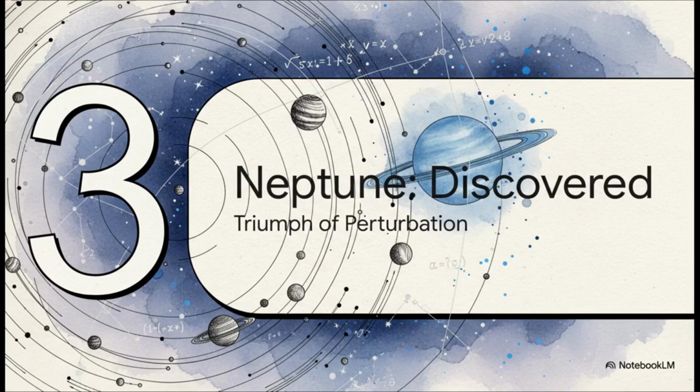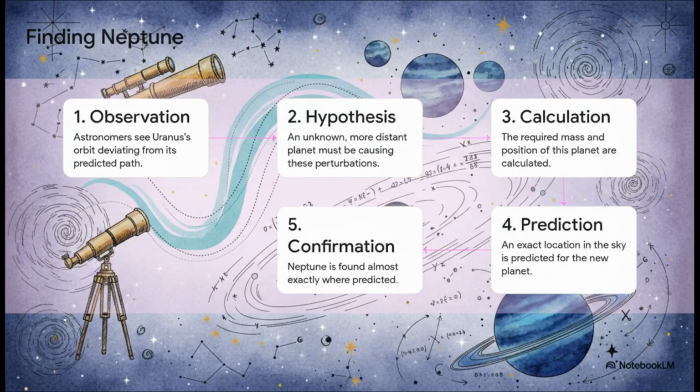Now, all of this complex vector analysis is not just some academic exercise. In fact, we're now going to turn to its first and perhaps most spectacular validation, the discovery of an entire planet using nothing but mathematics. The discovery of Neptune is a masterclass in the scientific method.